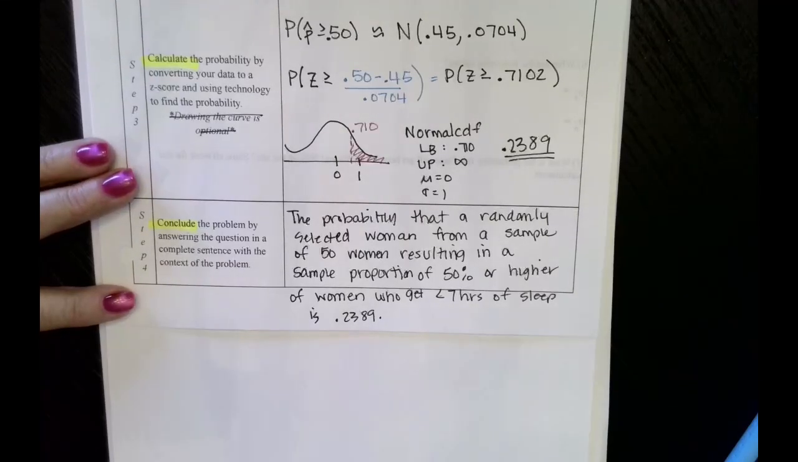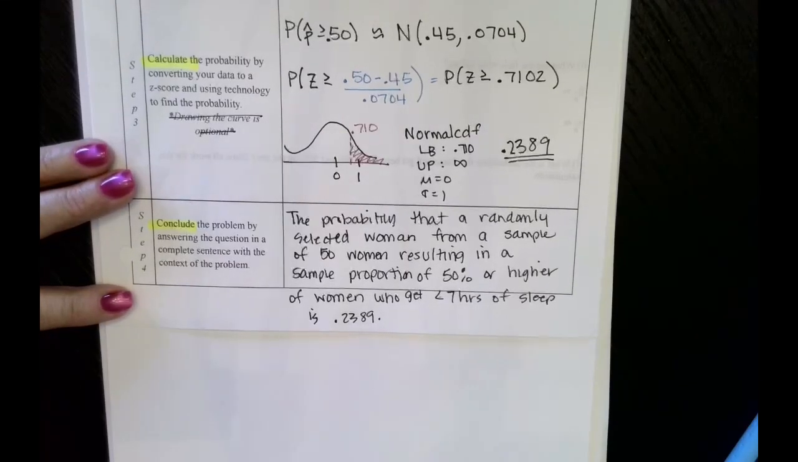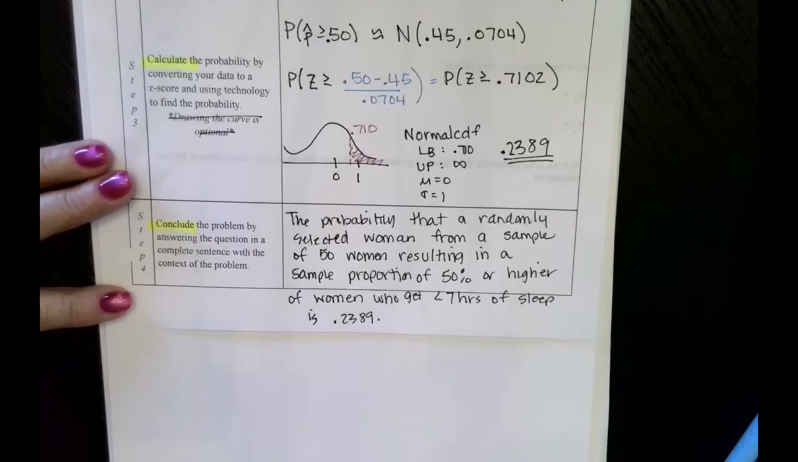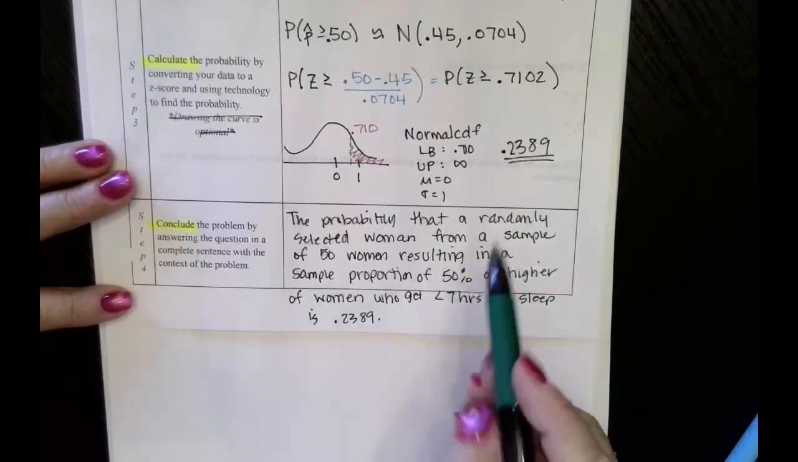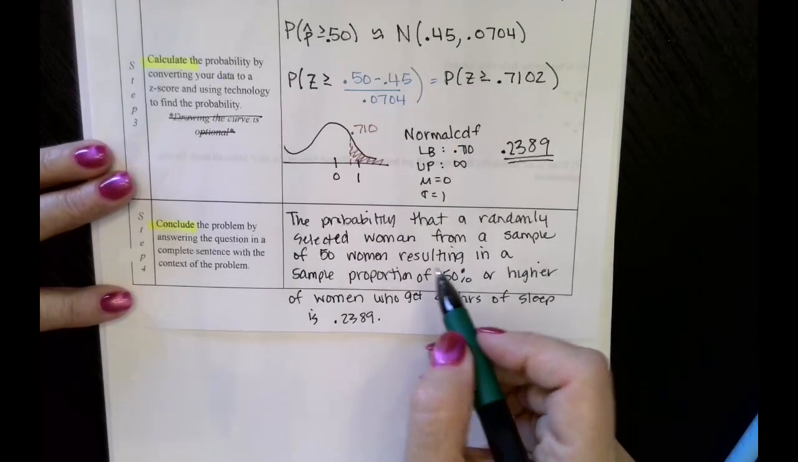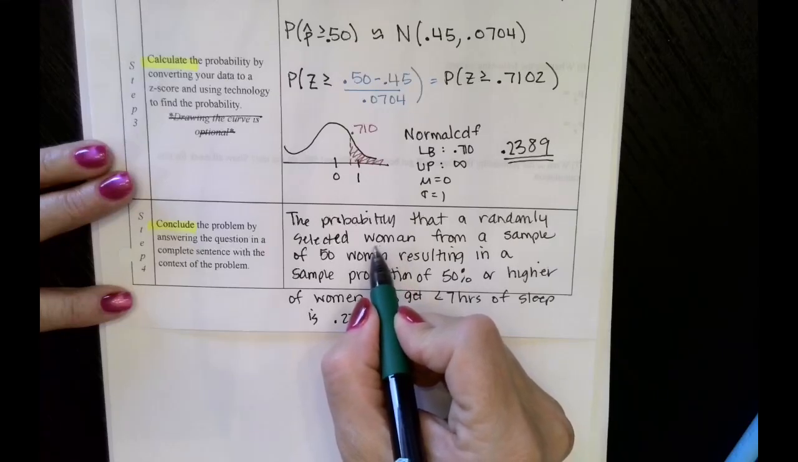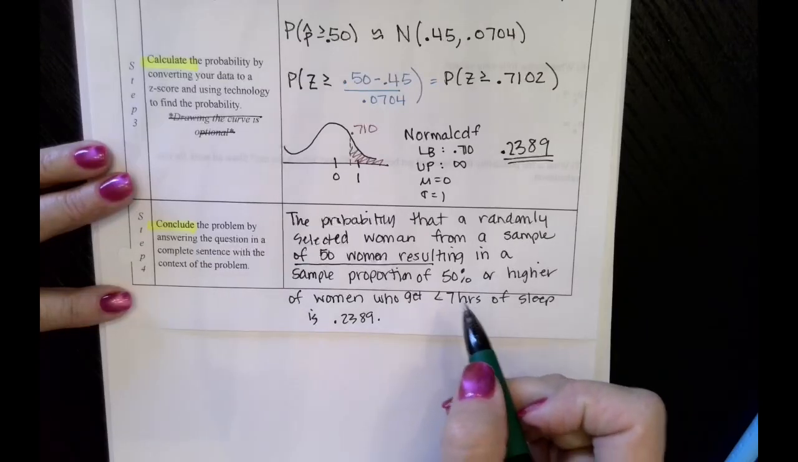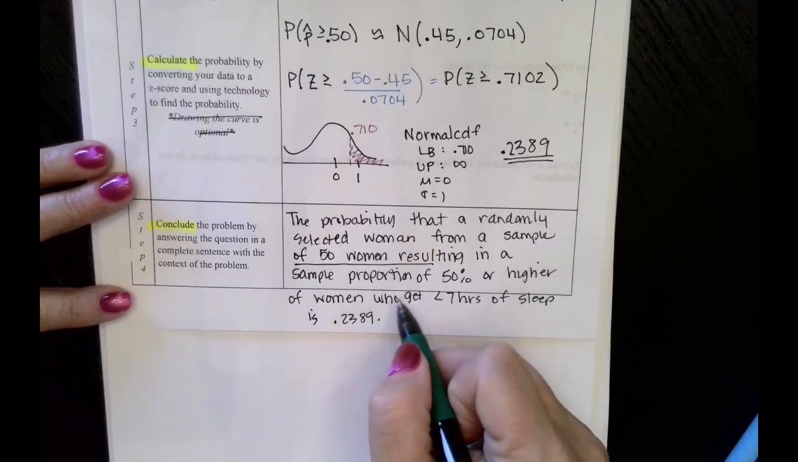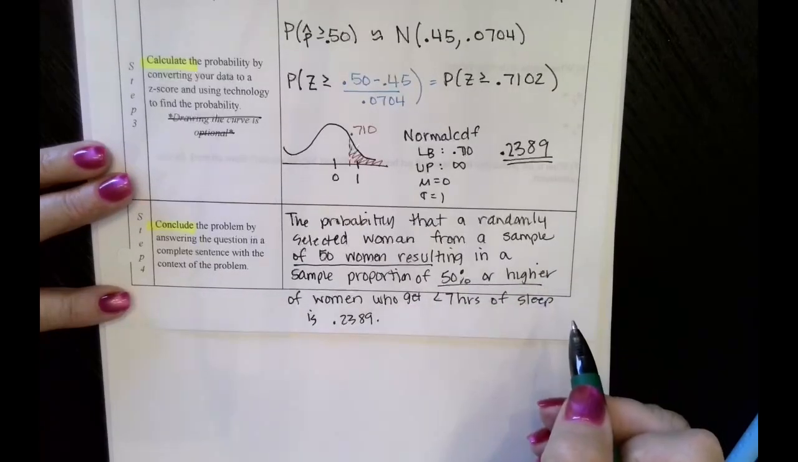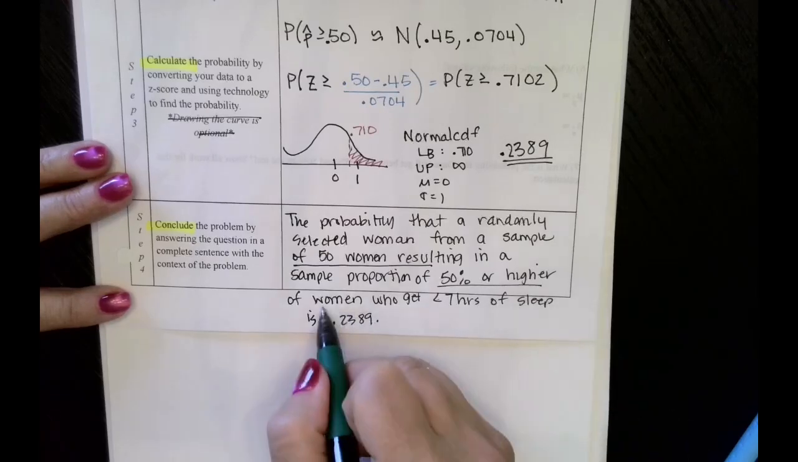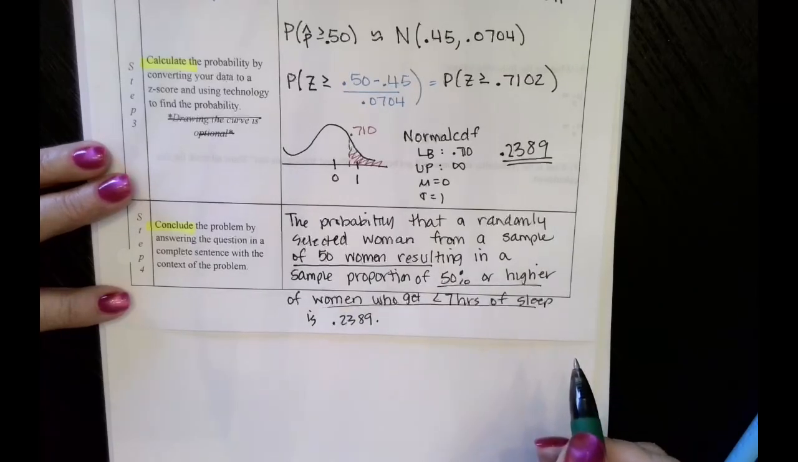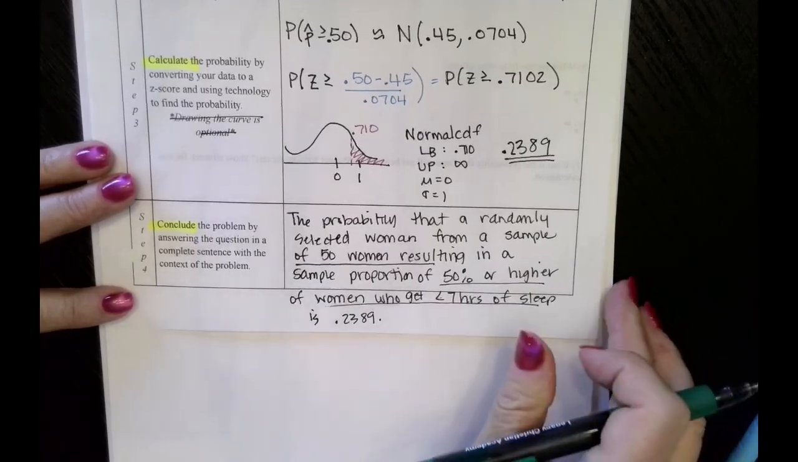I'm sure some of you are much more gifted at speaking than I am, and you might have come up with a better way to put all of that. But what's important is that we talk about selecting a sample of 50 women, with a sample proportion of 50% or higher, because that's what we were looking for, of women who get less than 7 hours of sleep. That's the context, is 0.2389.